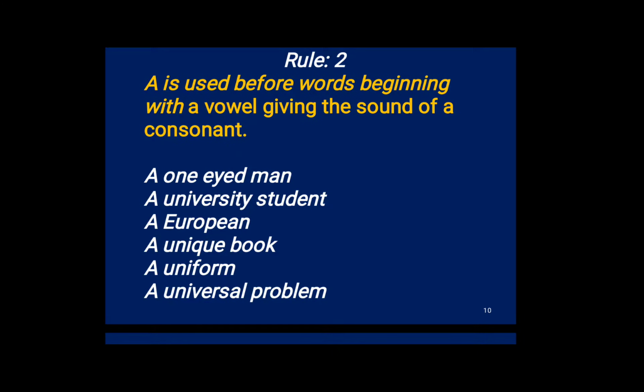So we are discussing indefinite articles, remember. A and an are called indefinite, and the is the definite article. A is used before words beginning with a vowel giving the sound of a consonant. Though the word begins with a vowel, the sound here is a consonant sound, so we always use a. A one-eyed man: O is a vowel, but the sound is like a consonant, so we use a instead of an.